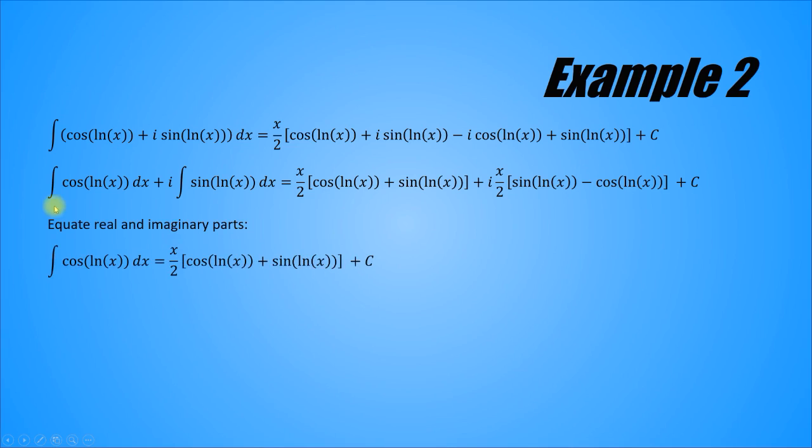When I equate the real parts of this thing, I get the integral of cosine of ln of x dx equals x over 2 times (cosine of ln x plus sine of ln x) plus c. And when I equate the imaginary parts, I get the integral of sine of ln of x dx equals x over 2 times (sine of ln x minus cosine of ln x) plus c. And that's it. We got them both. Once again, we got 2 for the price of 1.